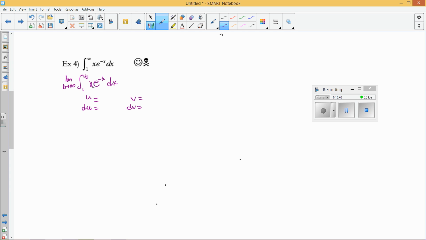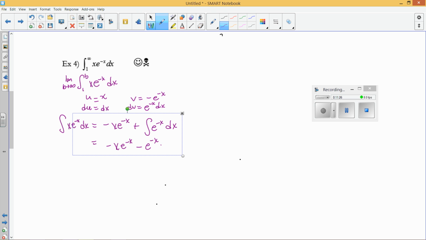So LIATE, algebraic, I'm going to let u equal x, du is dx, dv is everything else, e to the negative x dx, and the antiderivative is negative e to the negative x. So on this one, we're going to rewrite the integral of x e to the negative x dx as u times v minus the integral of v du. And that's going to turn into negative x e to the negative x minus e to the negative x plus c.